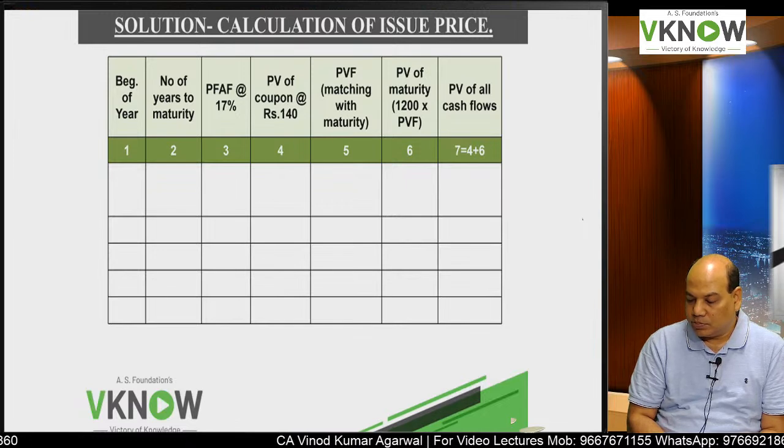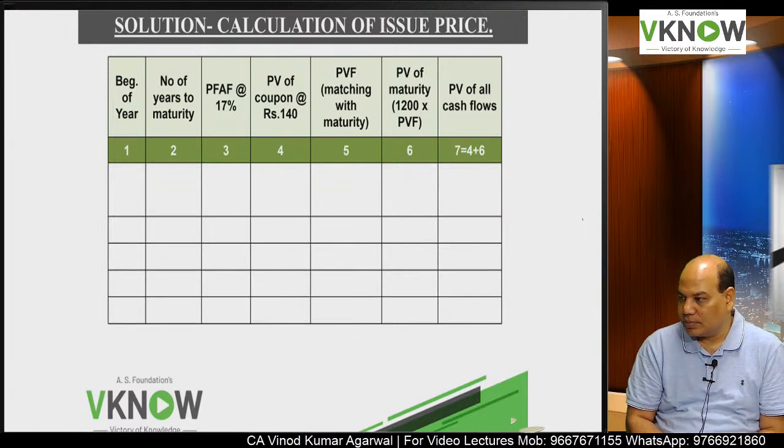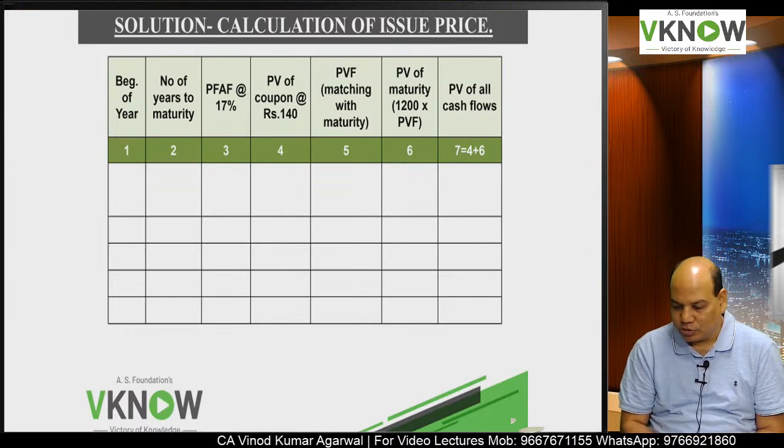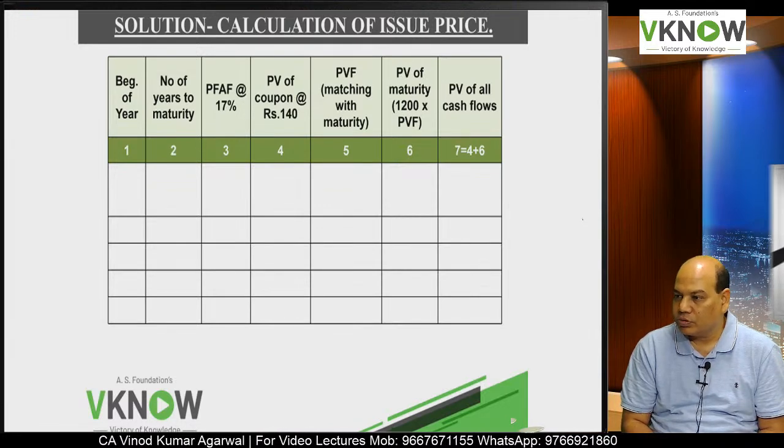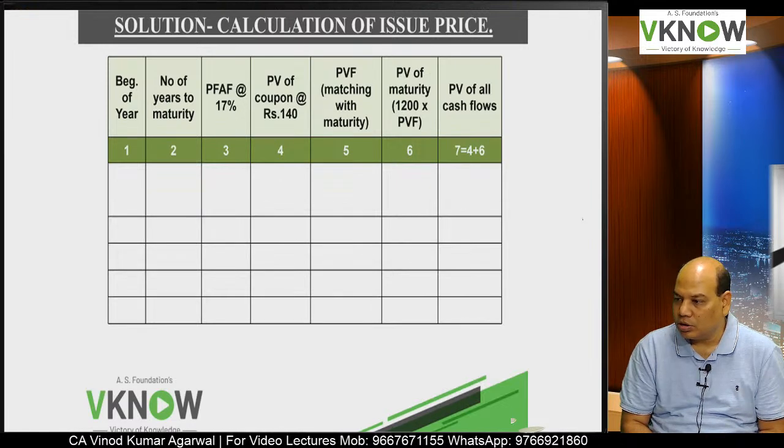Then the next column is present value of maturity. Present value of maturity is 1200 into the PV factor. And the last column is PV of all cash flows. Is that right?